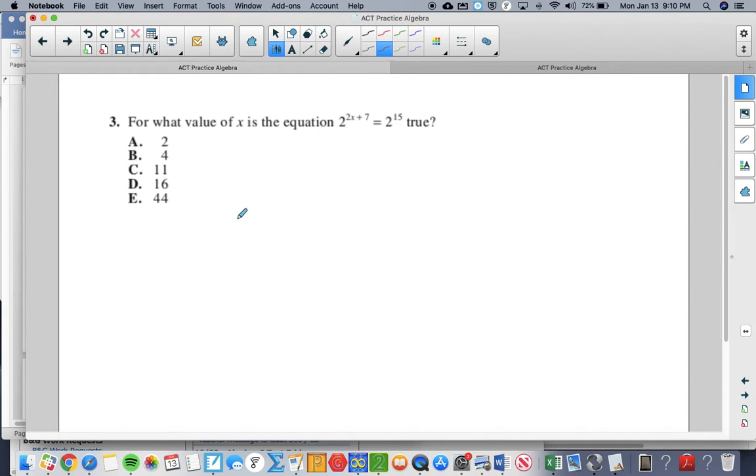Number 3 is also an algebra problem. For what value of x is the equation 2 raised to the power of 2x plus 7 equal to 2 raised to the power of 15? Notice the bases are the same, folks, and there's an equal sign in between them. So if the bases are the same, that means the powers have to be the same to make them equal. So really, we just turn this into an algebraic problem.